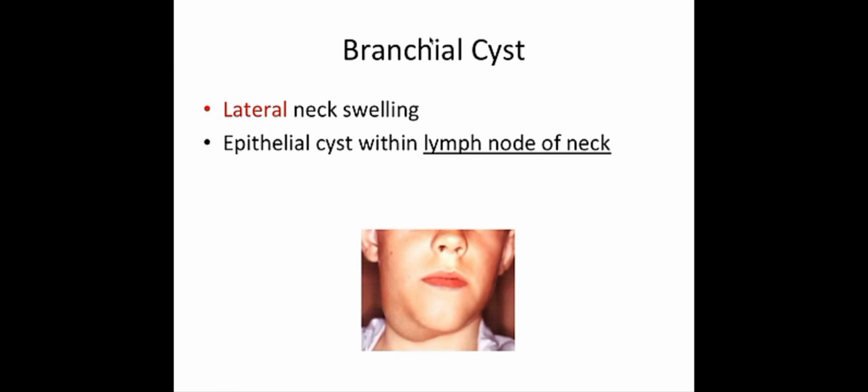Next, we have the branchial cyst, and this is also very often contrasted to the thyroglossal duct cyst, which was the midline neck swelling. This is the lateral neck swelling, and it's because it's related to the branchial arches, which are synonymous with the pharyngeal arches, which are part of the head and neck embryology. It's an epithelial cyst within a lymph node of the neck. And you can think of when the doctor palpates around your neck, they're always running their fingers along the lateral aspect of the neck, so that's why you can connect that to why the branchial cyst is on the lateral side.